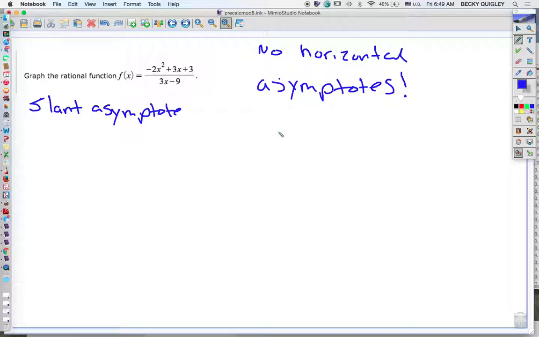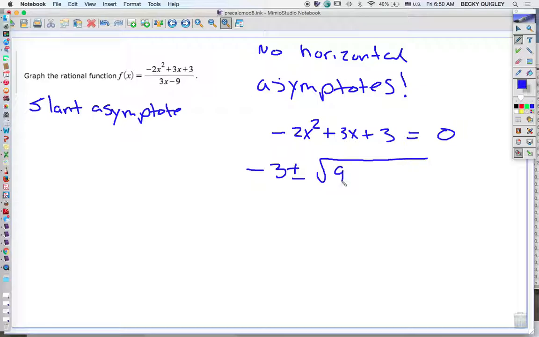So, zeros of the numerator, negative 2x squared plus 3x plus 3. Well, this is a quadratic, so we have a couple of choices. We could factor, or we could use the quadratic formula, or we could use a graphing calculator. Any of those are valid options. So let's go ahead and use the quadratic formula. So a, b, c, negative b plus or minus the square root of b squared minus 4 times a times c, divided by 2 times a.